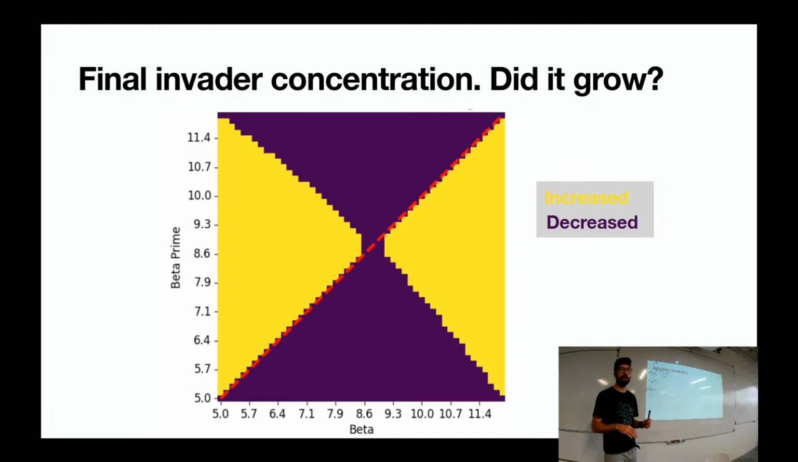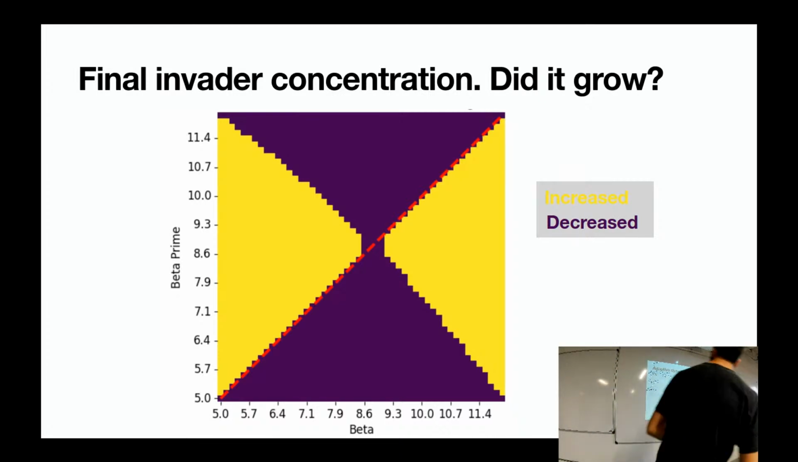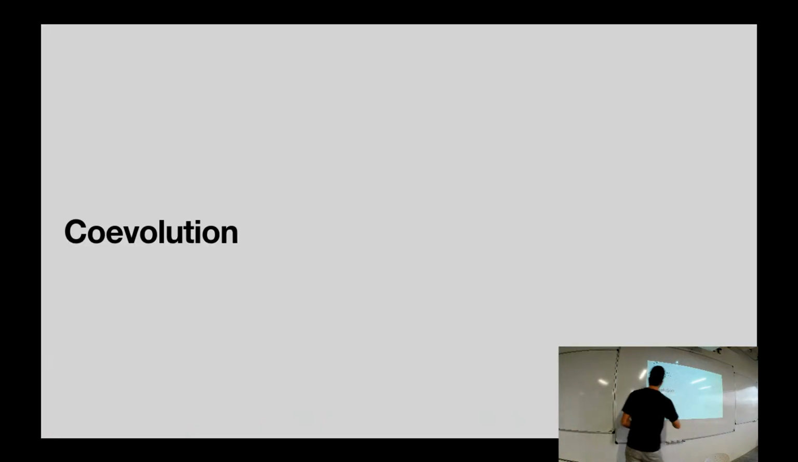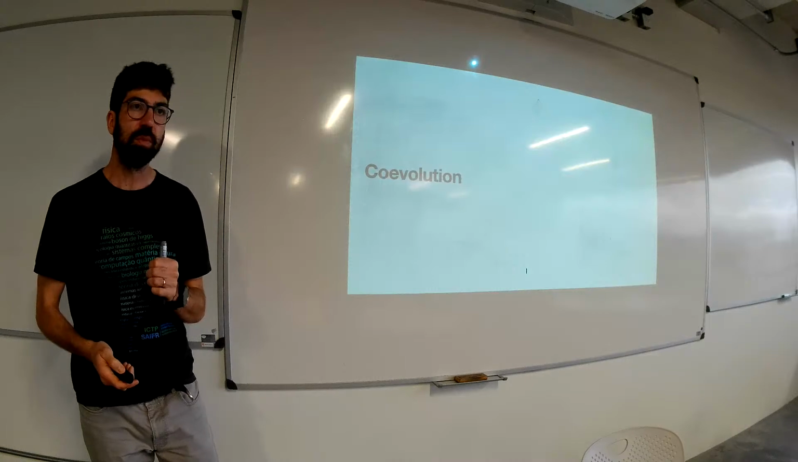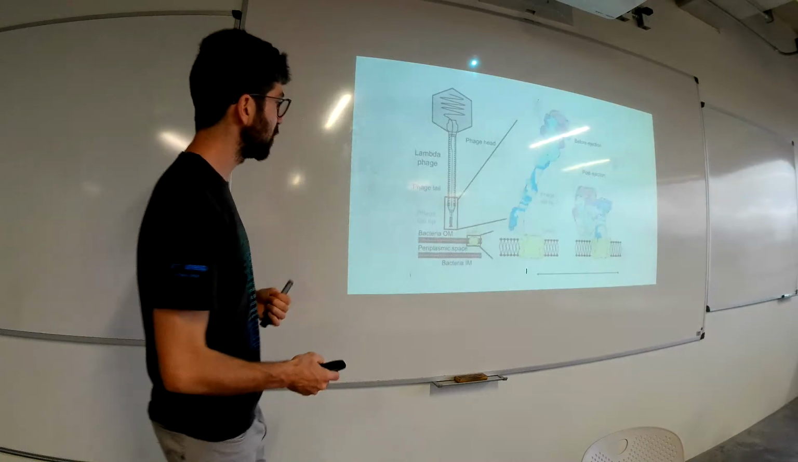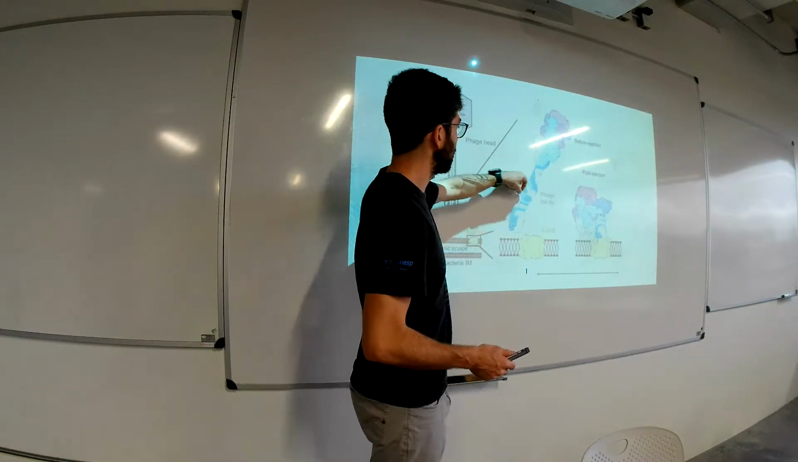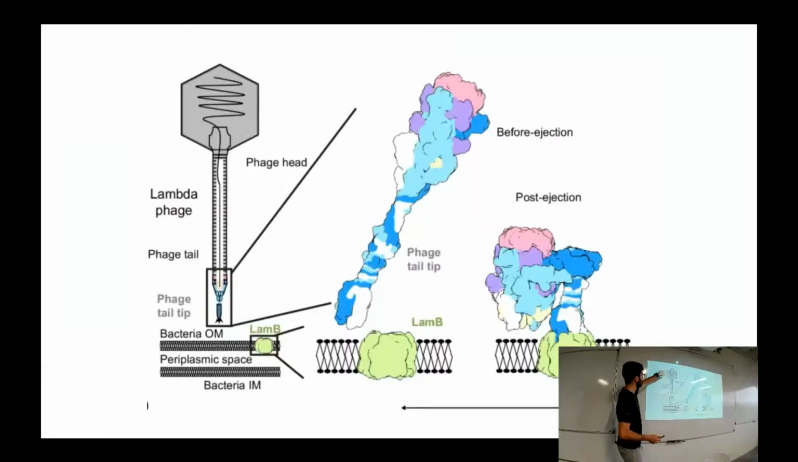Okay, so this is what we discovered, coevolution. So let's think again about what phages do, and go a little bit more in detail into how they work. This is a phage, a depiction, a more realistic picture. What they do is that they have DNA, and they have a sort of syringe where they can inject DNA.